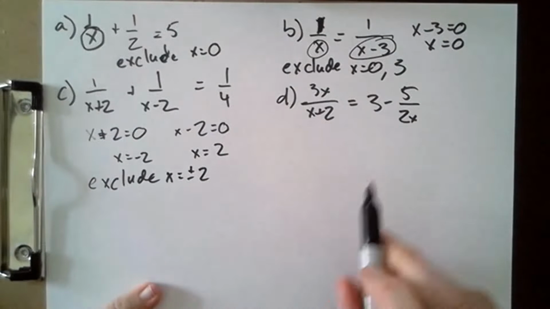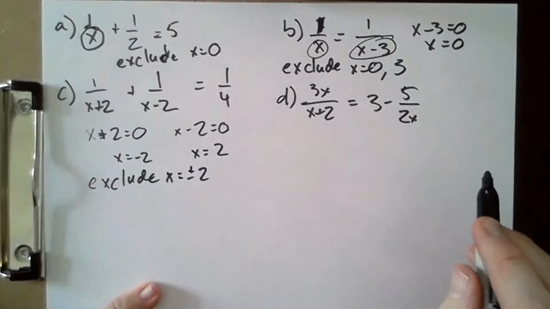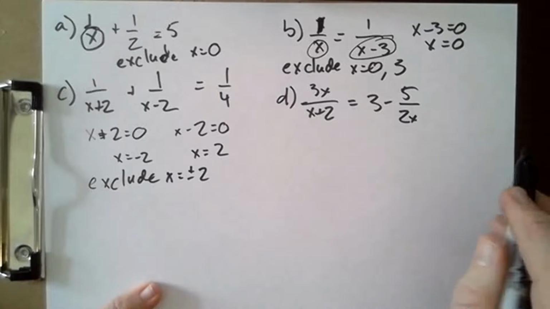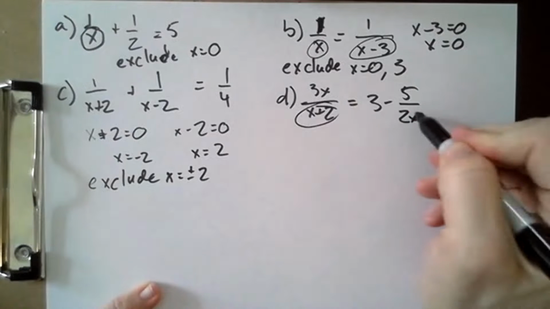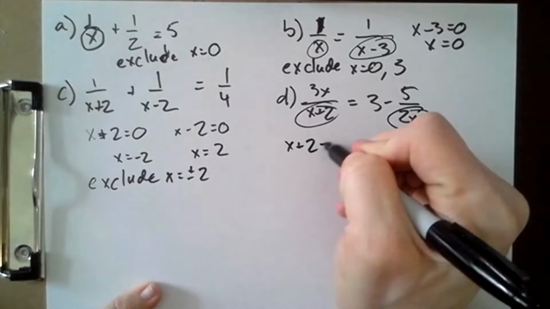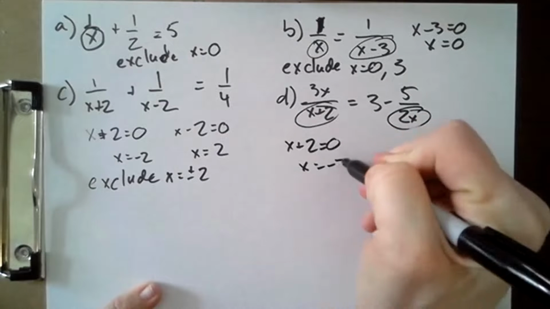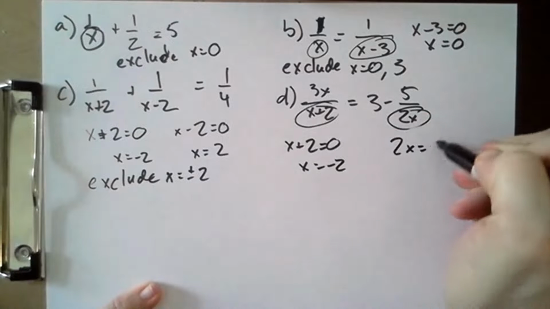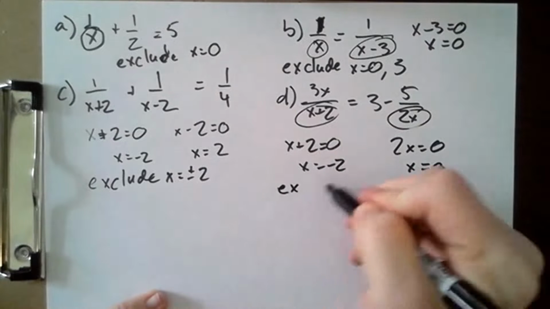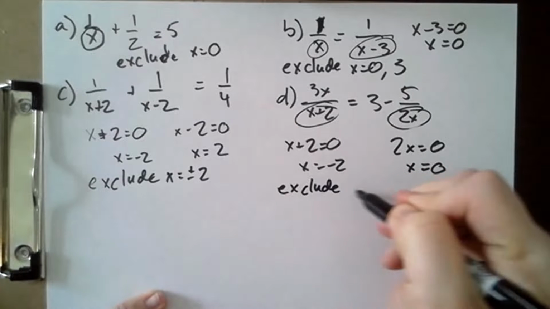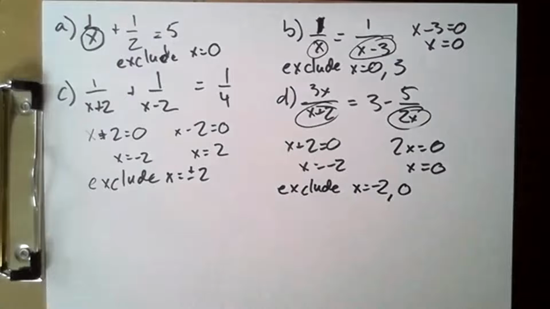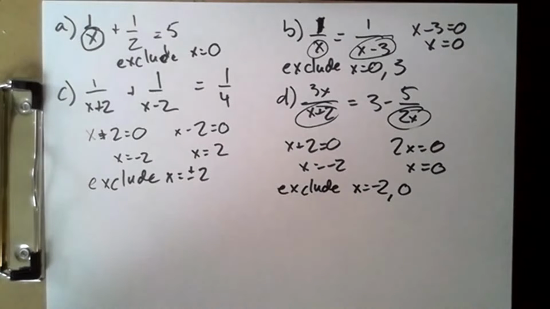Finally, we've got this one where we've got 3x over x plus 2 equals 3 minus 5 over 2x. And so we've got this x plus 2 and this 2x, and we have to solve each of these. If x plus 2 equals 0, we've already seen that x equals -2. If 2x equals 0, then x equals 0. So we have to exclude x equals -2 or 0 from consideration. Moving on.